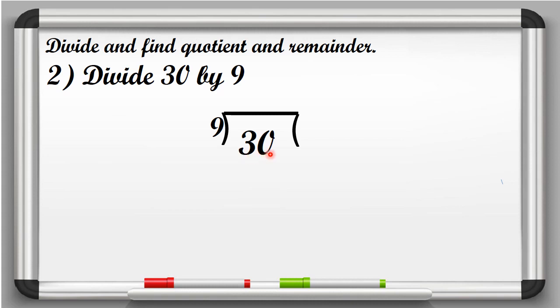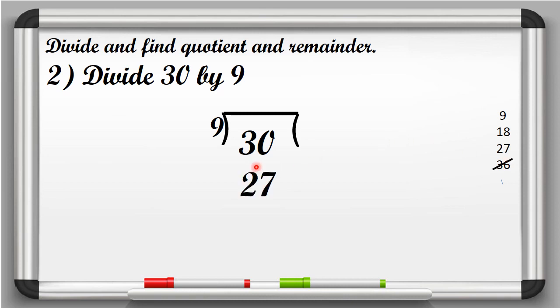So let's start. 9 ones are 9, 9 twos are 18, 9 threes are 27, 9 fours are 36. So here 36 is the greater number than 30. So we will cut 36. हम greater number को नीचे नहीं लिख सकते बेटा. So what we will write? We will write 27 below 30.